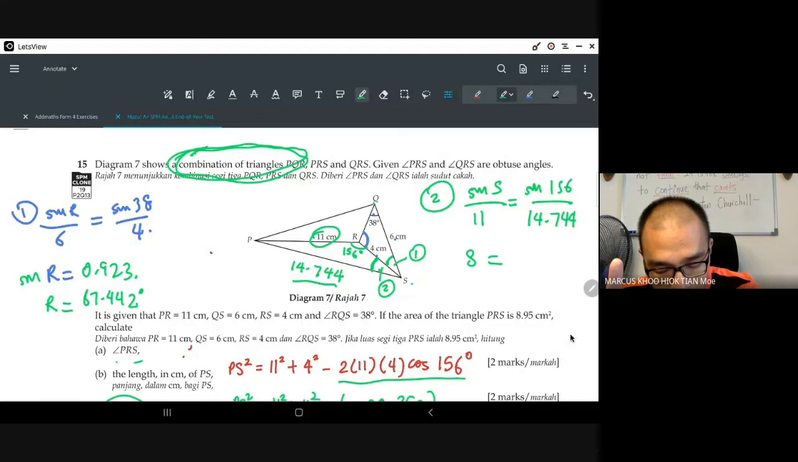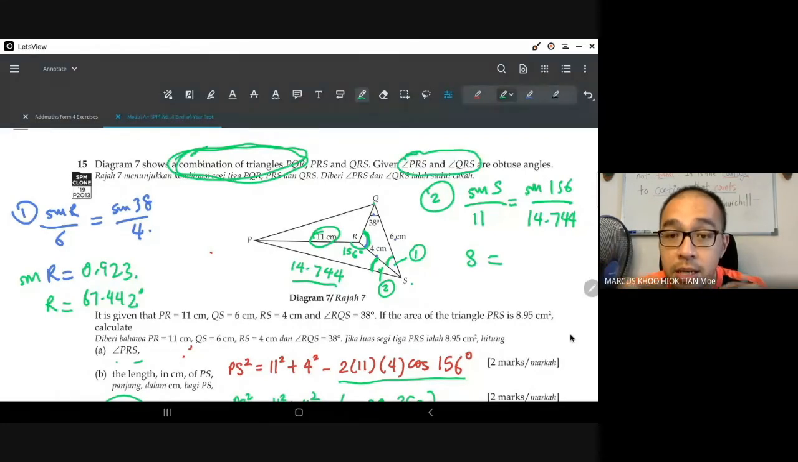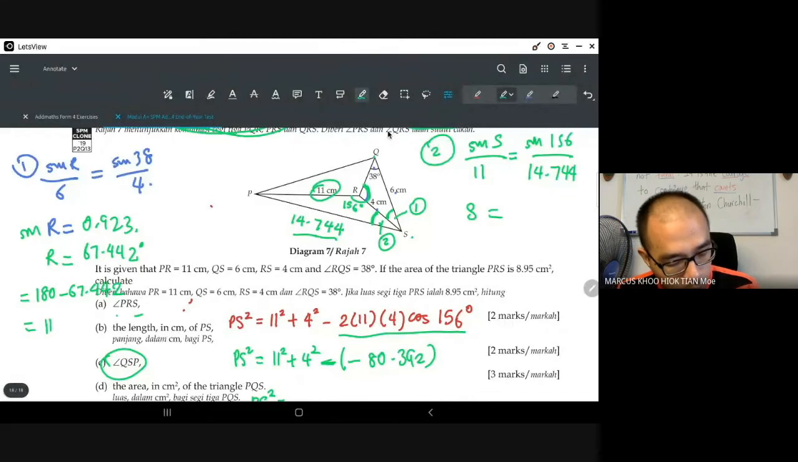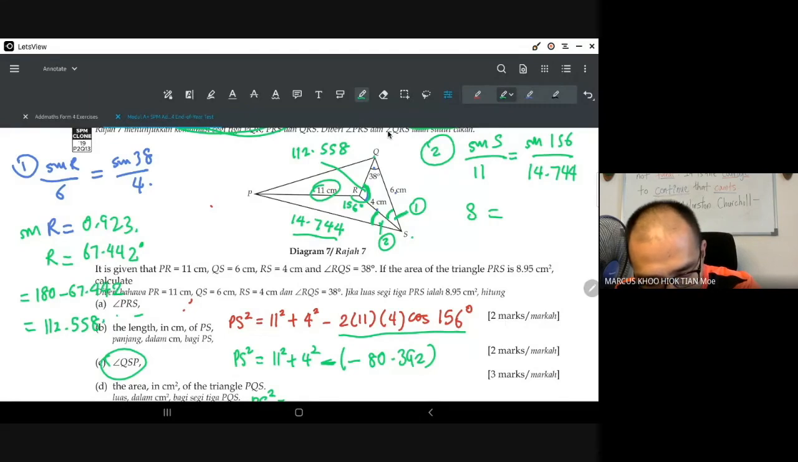Look at this angle. Remember this: PRS and QRS are obtuse angles, so there is an extra step over there. Actually R is not 67.442, but 180 minus 67.442. Deborah, can you calculate that for me, please? 112.558. So this angle is 112.558.